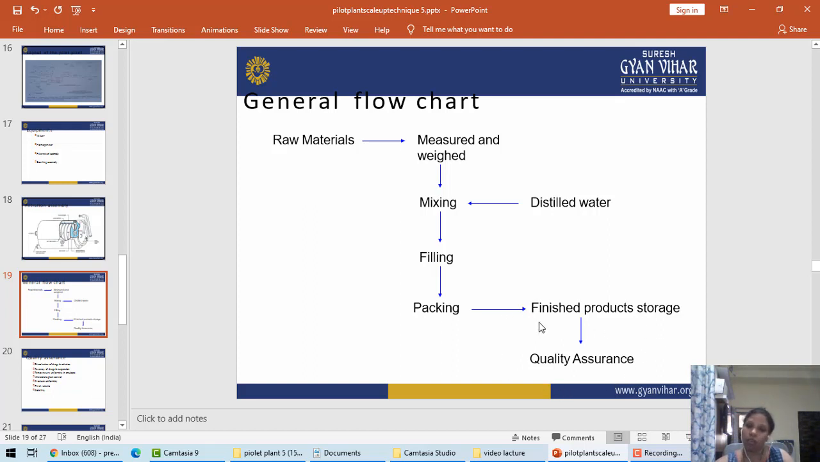And from the quarantine we have to collect the quality assurance samples. Some samples we have to collect, and then check them in detail for the quality of that particular product. So this is the whole flow chart cycle. First is raw material, second is measurement and weighing, then mixing of liquid like distilled water, then filtering. The filtering step is missing in the slide, but please note it down. Then filling, then final packaging, then finished product storage, and then quality assurance.